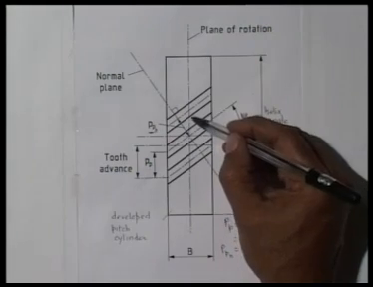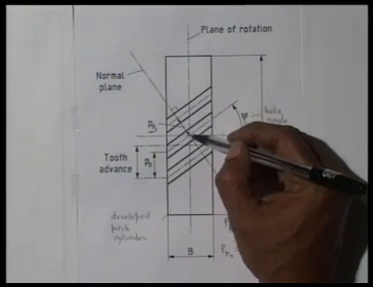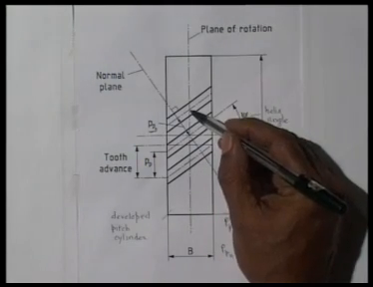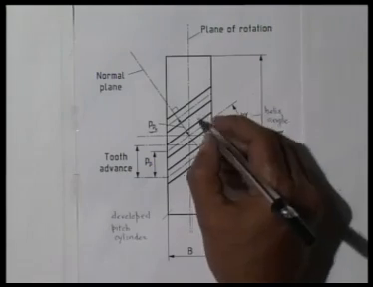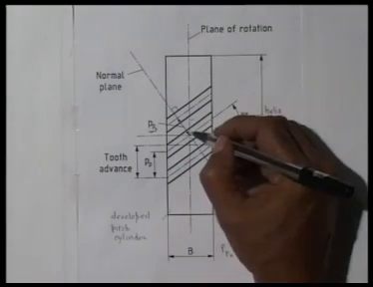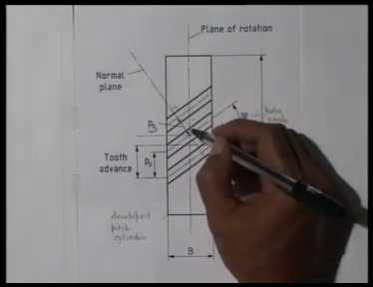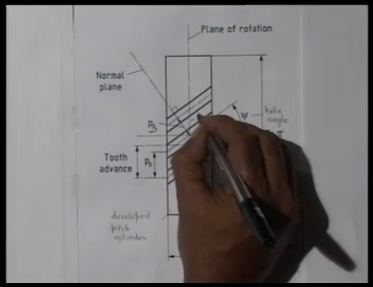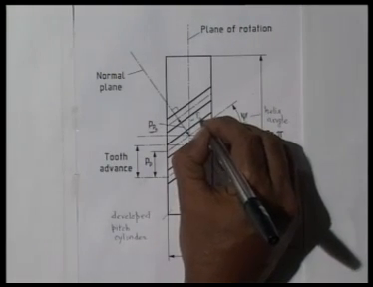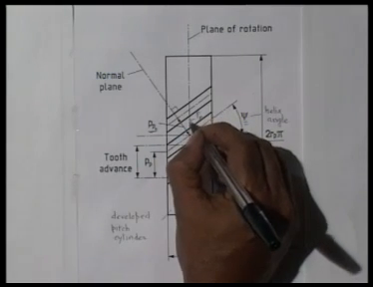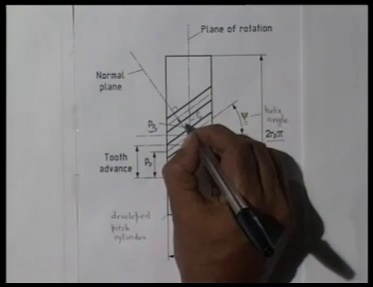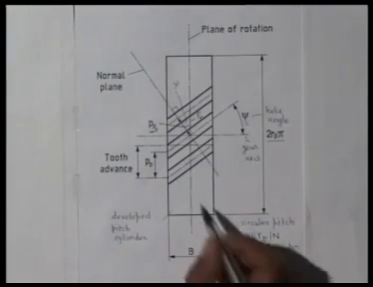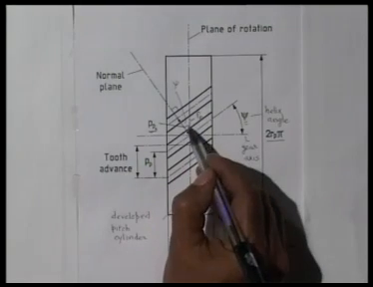If we measure the distance along this pitch circle or plane of rotation between two identical points of two adjacent teeth, then this distance I call PP, as it is here. If I measure along the normal plane, then I call it PPN. As is clearly seen, if this is PP, this distance, and this angle is psi, the helix angle, then these two are related. PPN is nothing but PP cosine of psi.